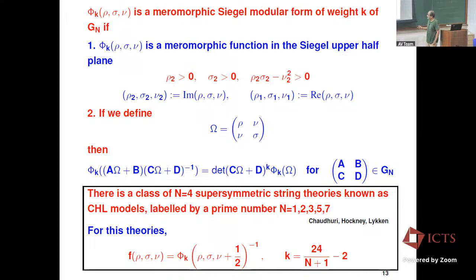Second condition, let's define a 2 by 2 complex matrix, as in here. Here it's a symmetric 2 by 2 complex matrix, omega, with entries rho, nu, sigma. Then if we change rho, sigma, and nu to rho prime, sigma prime, and nu prime by this transformation, a omega plus b times c omega plus d inverse, with a, b, c, d in Gn, then one can first of all show that this new matrix is also symmetric. So you can read out rho prime, nu prime, and sigma prime from this new matrix. If phi k satisfies an equation of this kind, then we will call this a Siegel modular form of weight k of Gn. That's the definition of a Siegel modular form.